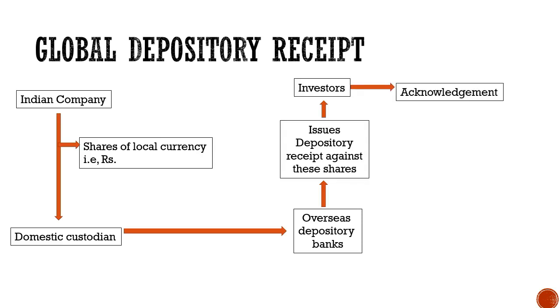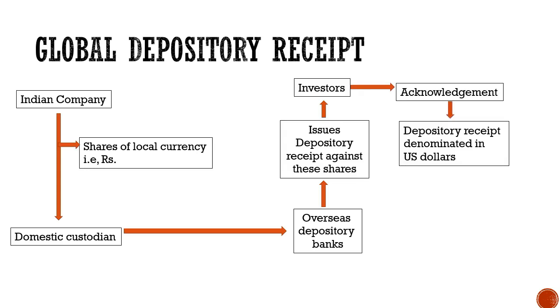Now the investors are also given an acknowledgement about those shares held by them. Along with that, they'll be given a receipt. The depository receipt will be denominated in US dollars, as we have taken an example of the US. Now Global Depository Receipt means US along with any other European nation, globally any kind of receipts available.